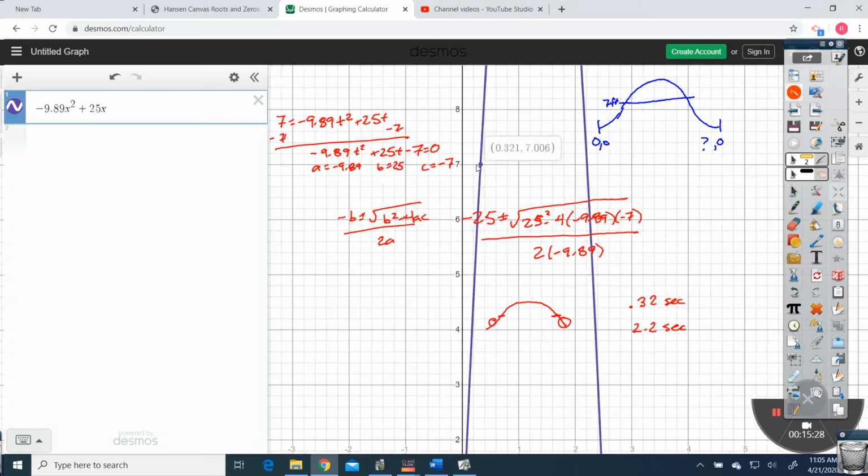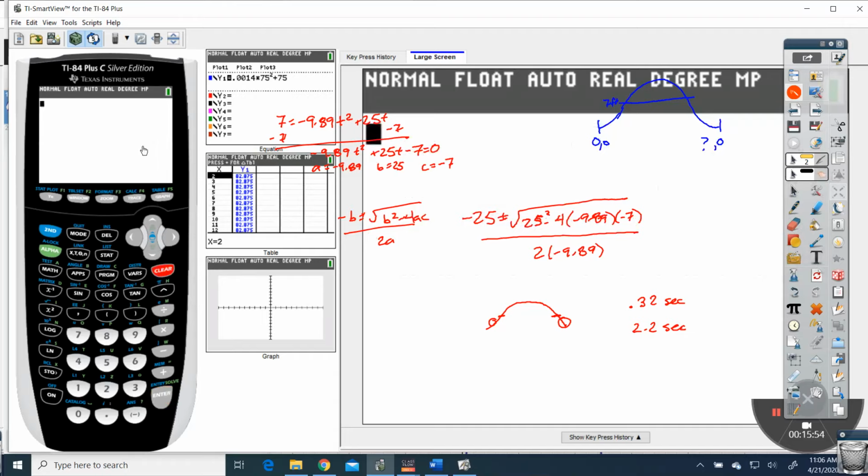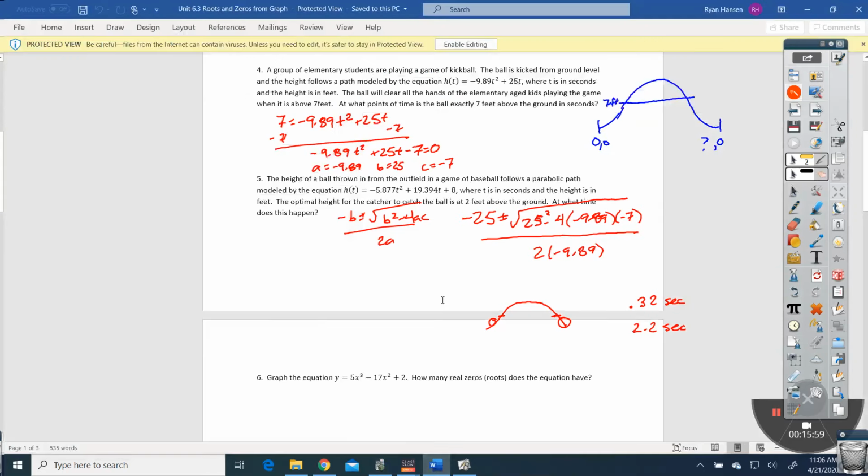I can't see it. So 0.32 seconds. And then over here at 2.2 seconds. So that's how we can do it graphically as well. Okay, so I can just type it in, come to these points, and there it is. On the other calculator that you have, it's a little bit harder to do. You can just hit trace though and find it that way as well. Okay, so anyways, that's the answers for number 5 are 0.32 seconds and 2.21 seconds if we round all the way over.